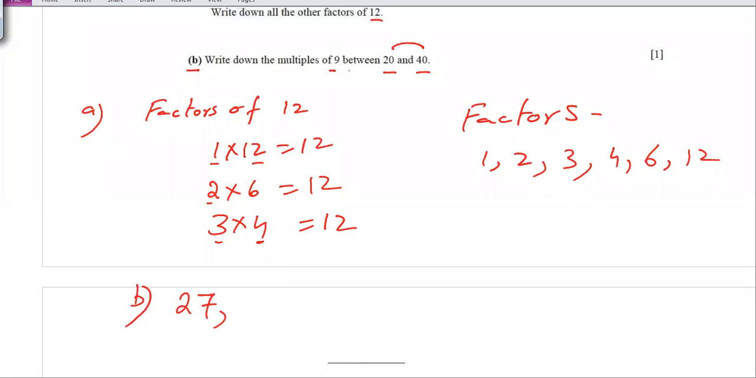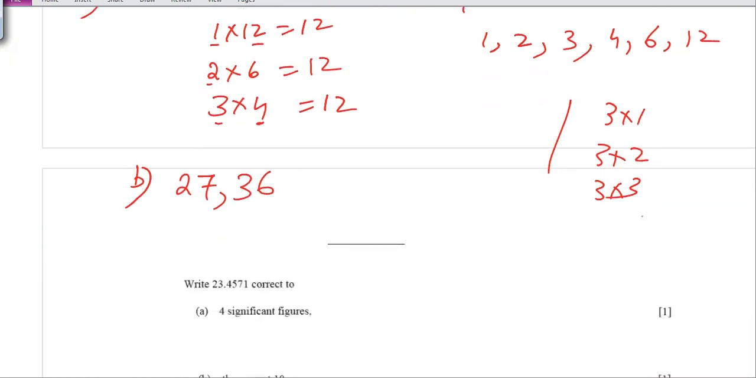9 times 4 is 36, so it's a multiple between 20 and 40. 9 times 5 is 45. It is a multiple, but it is not between them. So these are the two multiples between 20 and 40. Whenever you have to write the multiples of any number, for example of 3, you write 3 times 1, 3 times 2, 3 times 3. This is the method of writing multiples.